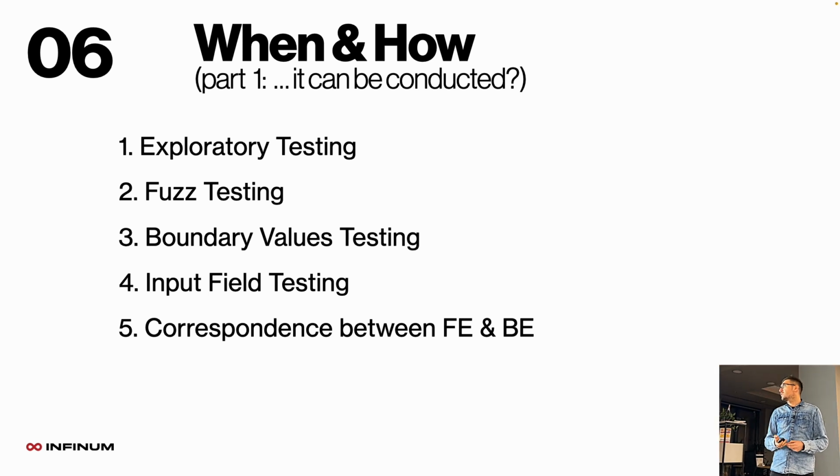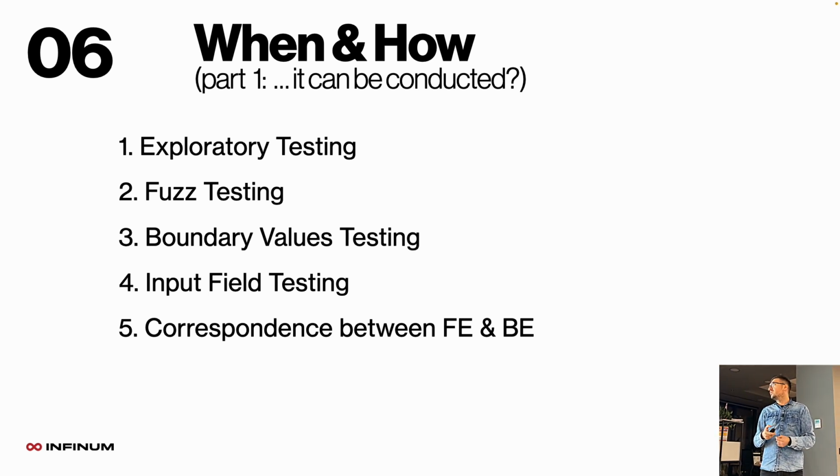Next, the correspondence between front end and back end, meaning that if the back end accepts 25 characters in a field, or emojis in some text box or text area, the front end should accept them too, and vice versa. If we accept 25 characters in some field, why should we accept more in the front end of the application? So correspondence is very important.